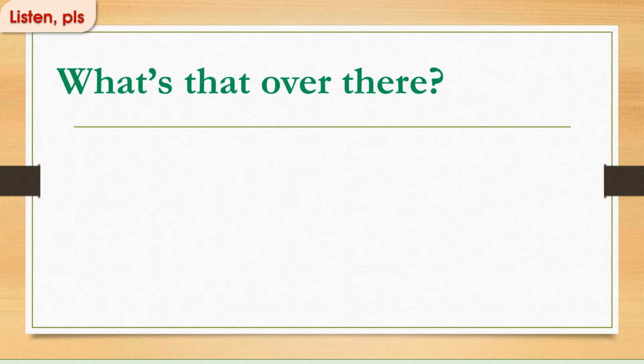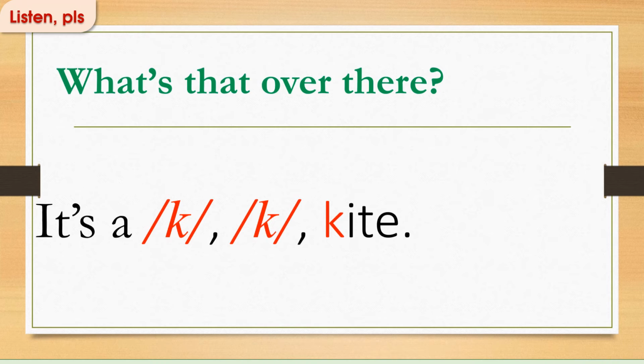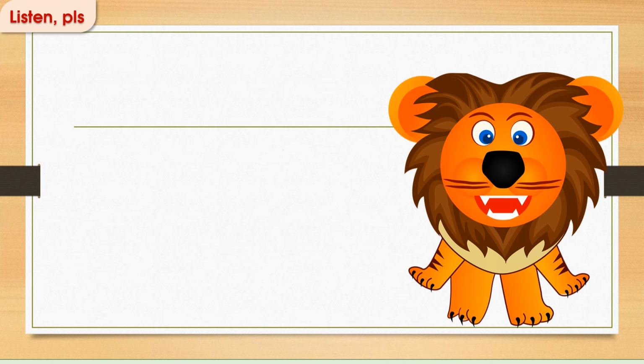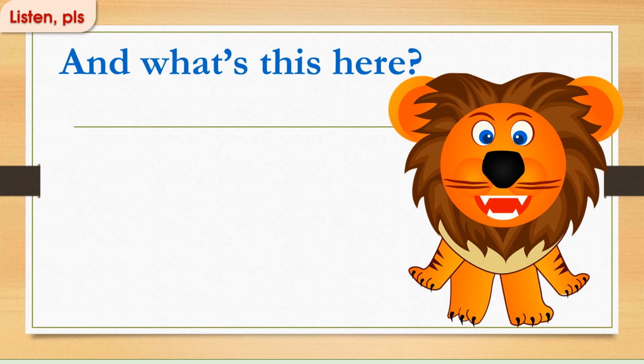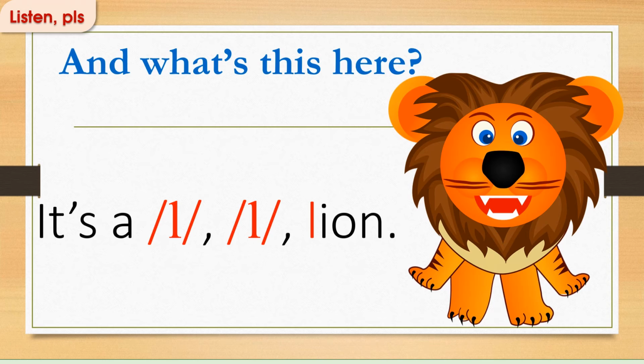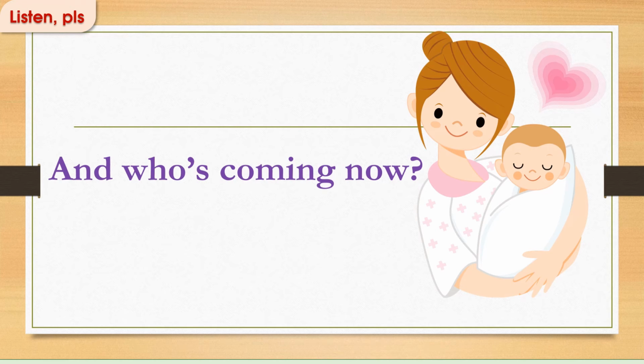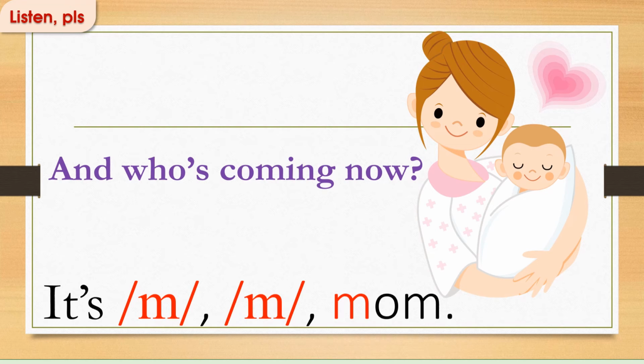What's that over there? It's a kite. And what's this here? It's a lion. And who's coming now? It's mom.